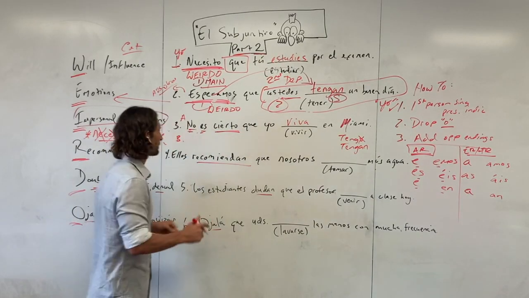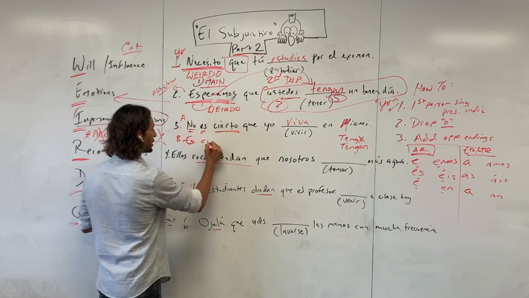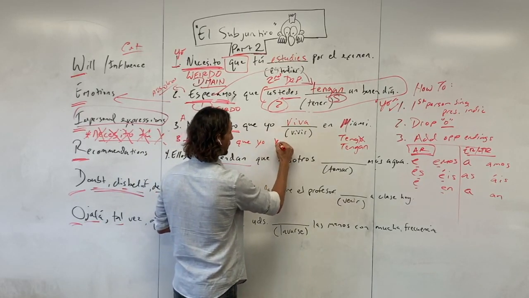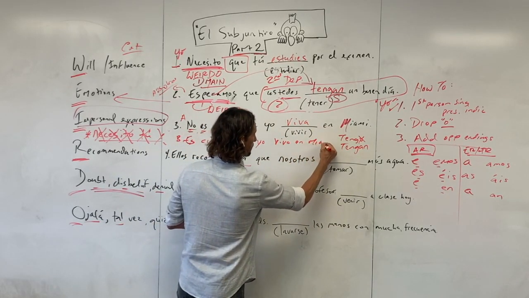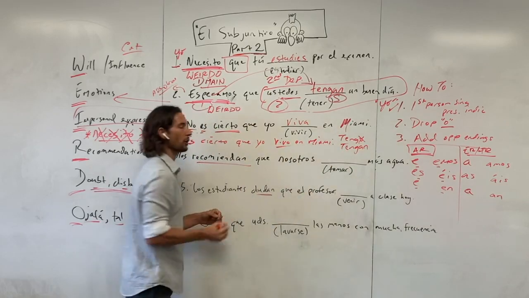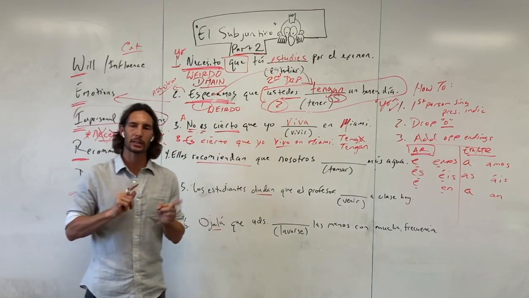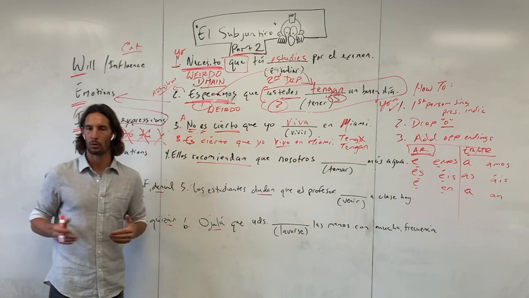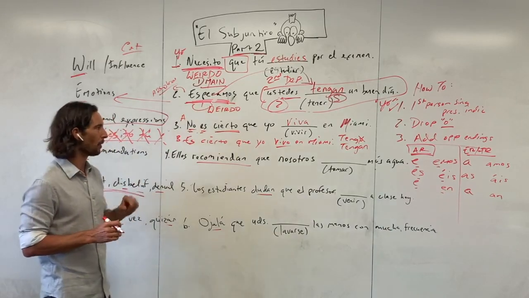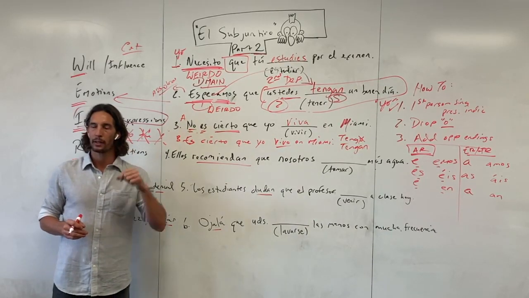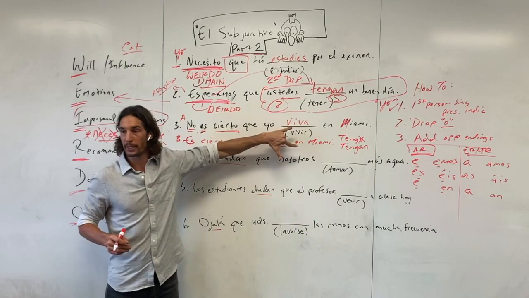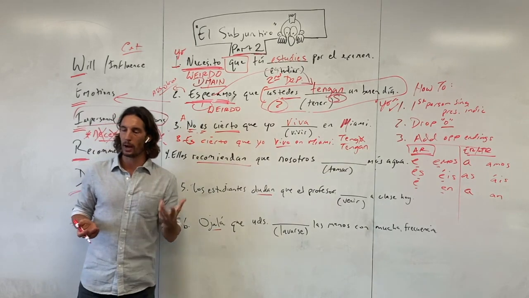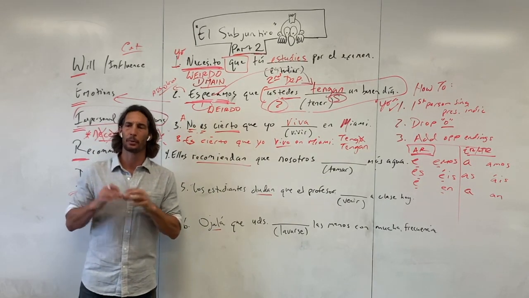Now check this out. What if I wrote es cierto que yo, right? And I'm just going to go ahead and write it. Es cierto que yo vivo en Miami. Now, what's the difference? And this is when we get into the difference between subjunctive and indicative, and I'm not going to go way into that today, but there's two things I want you to see. One, how these two translate to the exact same thing, and two, why one would be subjunctive, why one would be indicative, very briefly, right?